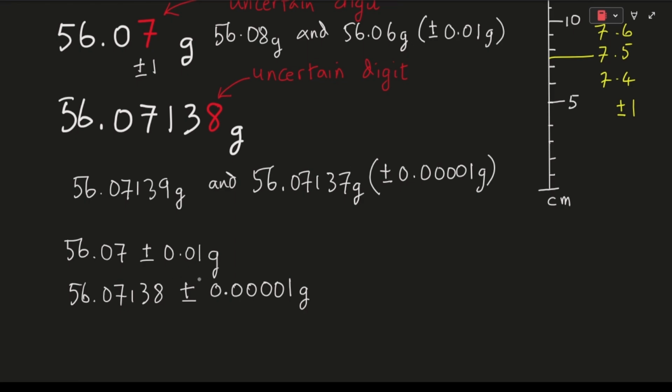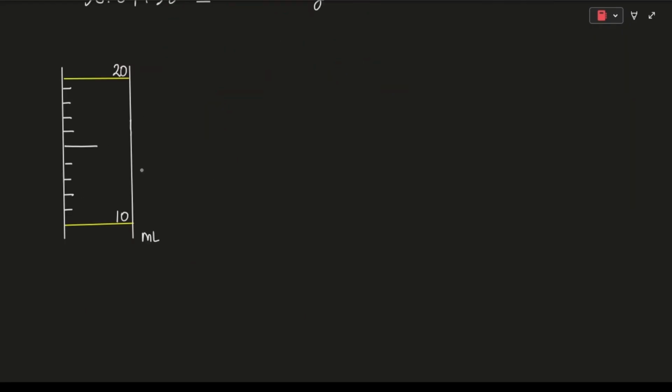But how do we determine the plus or minus value to use? Now, let's look at this example. We have a measuring cylinder over here that has been calibrated in intervals of 10 using the big lines. Now, in between the big lines, we have smaller lines. So the measuring cylinder has subgraduations. Now, we can manually count the subgraduations. So if this is 10, we have 11, 12, 13, 14, 15, 16, 17, 18, 19, 20. So we have smaller increments of 1 milliliter.